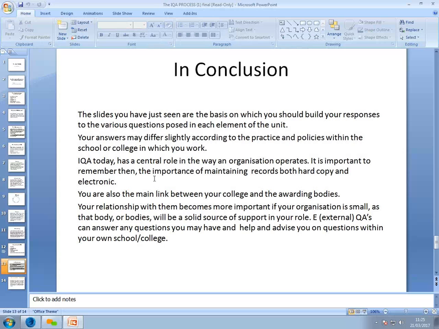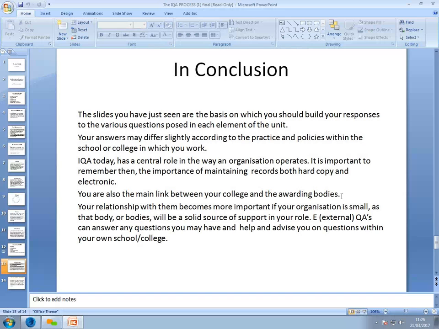The slides you've just seen are the basis on which to build your responses to the various questions posed in each element of the unit. Your answers may differ slightly according to practice and policies within your school or college in which you work. IQA has a central role in the way the organisation operates. It is important to remember the importance of maintaining records, both hard copy and electronic.